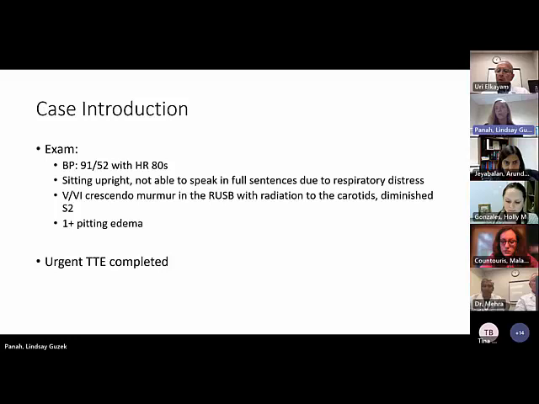On exam, her blood pressure was 91/52, heart rate was in the 80s. Most notable for she was sitting bolt upright, not able to speak in full sentences due to her respiratory distress, having to take frequent breaks when telling her history. She had a 5 out of 6 crescendo murmur in the right upper sternal border with radiation to the carotids and a diminished S2, and then 1+ pitting edema. Because of how symptomatic she was and her exam findings, we arranged for her to have an echo that day in clinic.